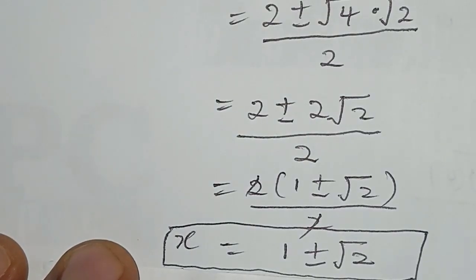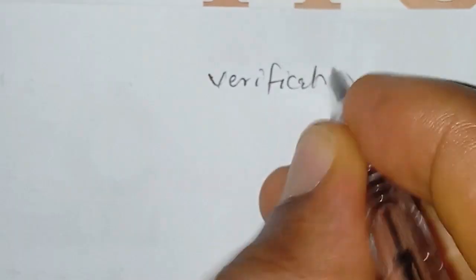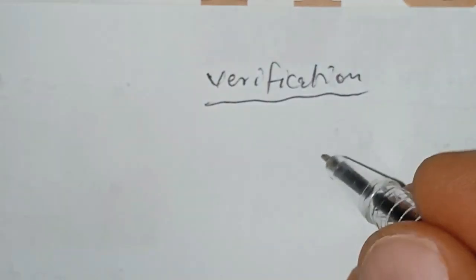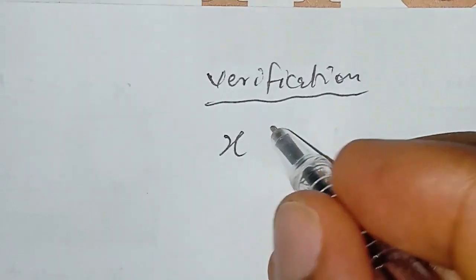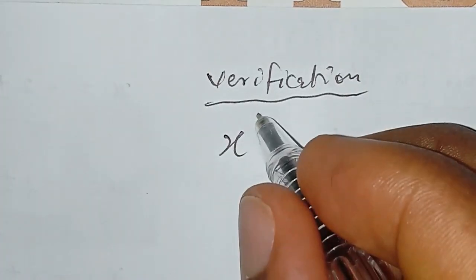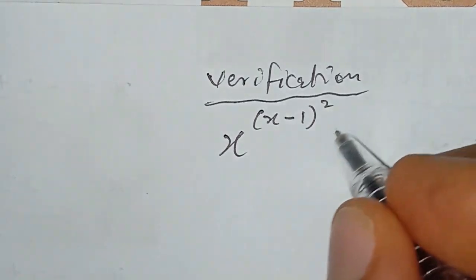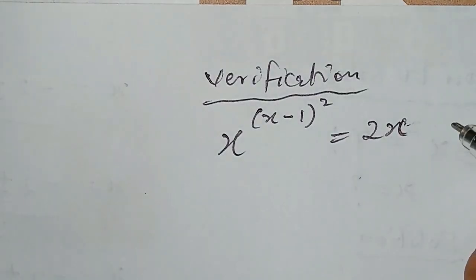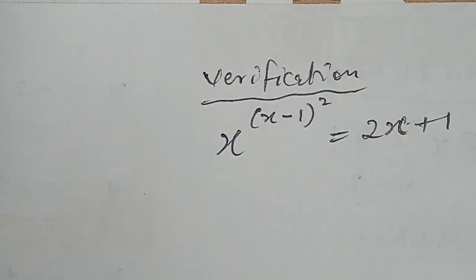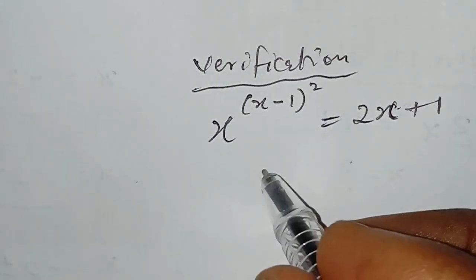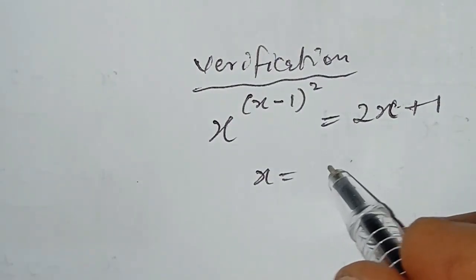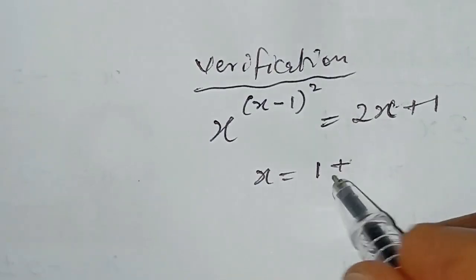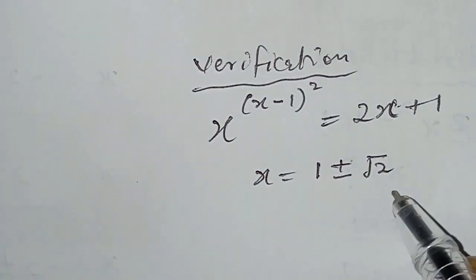Now let's verify this value of x. Verification. So we have from our question x into x to the power of x minus 1, to the power of 2, is equal to 2x plus 1. And we know that x is equal to 1 plus or minus the square root of 2.